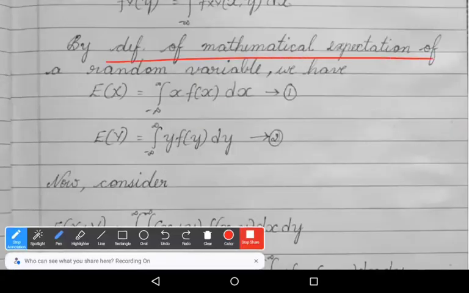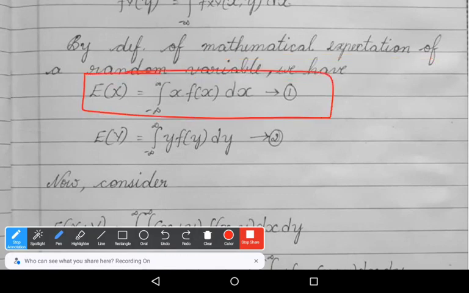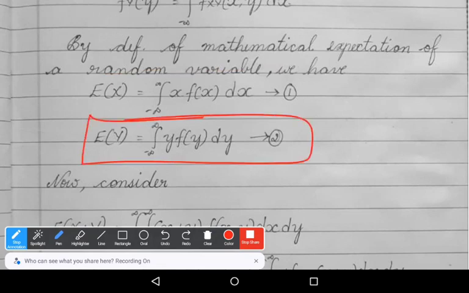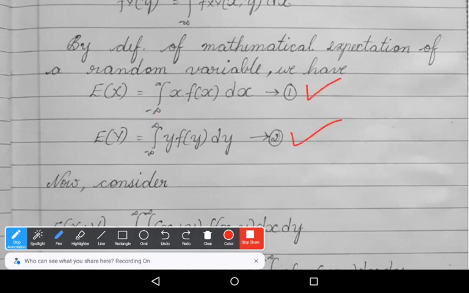By the definition of mathematical expectation of a random variable, we have expectation of x is equal to integral from minus infinity to plus infinity x into f of x dx, equation number 1. Similarly, expectation of y is equal to integral from minus infinity to plus infinity y f of y dy, equation 2. Equation 1 and equation 2 are written from the definition of mathematical expectation of a random variable.